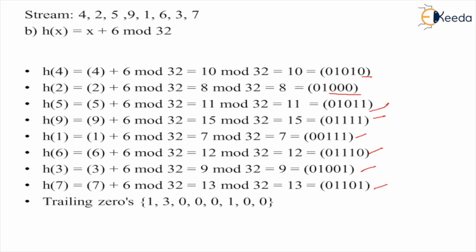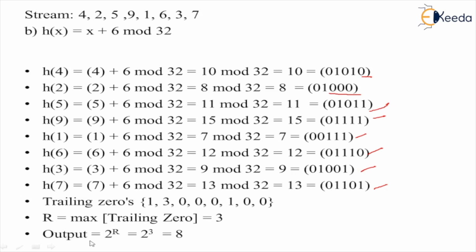So we calculate the maximum trailing zeros. 3 is the maximum trailing zeros. The output will be 2 raised to power R, which is 2 raised to power 3, that is 8.